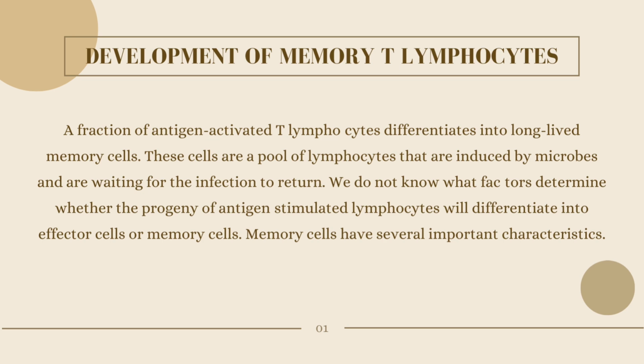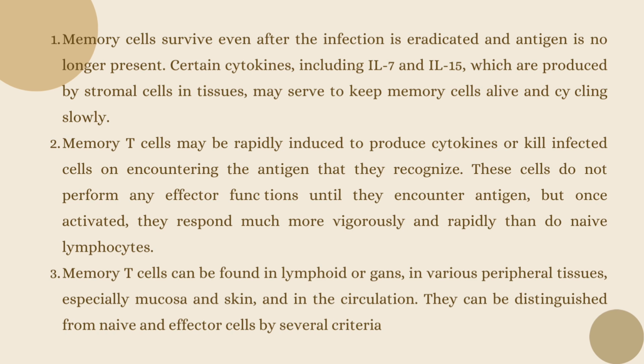Next is the development of memory T lymphocytes. A fraction of antigen activated T lymphocytes differentiates into long lived memory cells. These cells are a pool of lymphocytes that are induced by microbes and waiting for the infection to return. We do not know what factors determine whether the progeny of antigen stimulated lymphocytes will differentiate into effector cells or memory cells. Memory cells have several important characteristics.